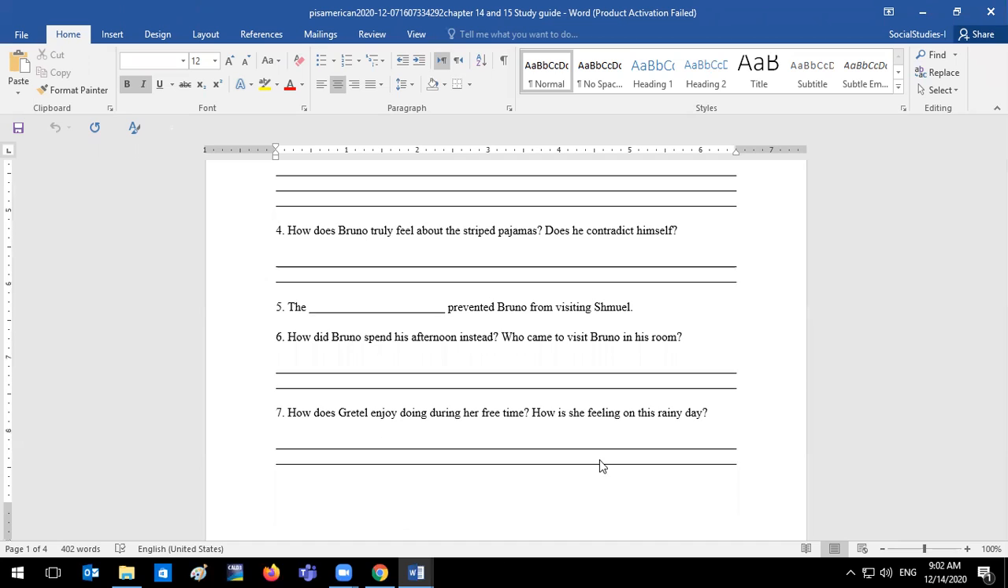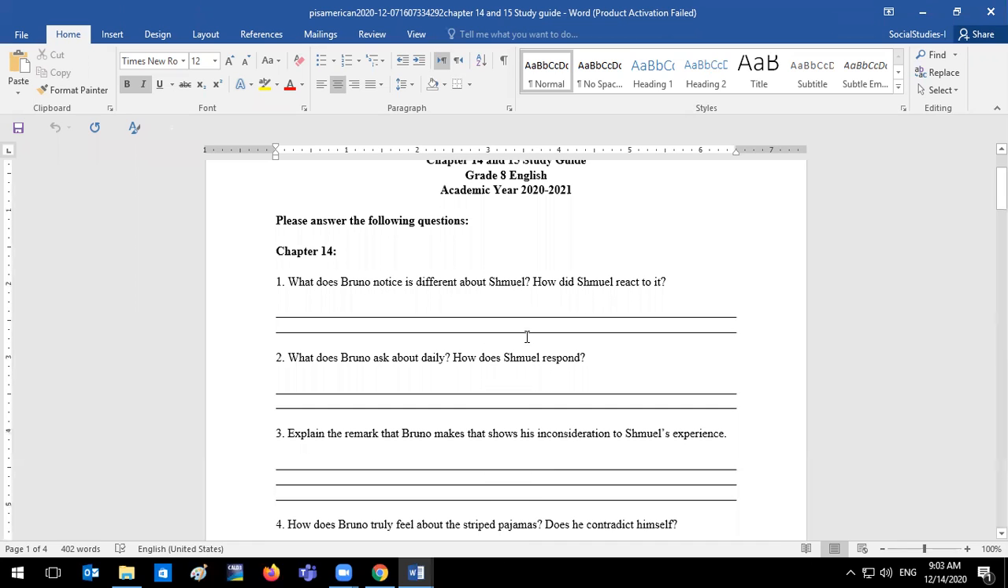All right. So again, what does Bruno notice is different about Shmuel? Remember, Shmuel that day had a black eye. A black eye means when someone hurts you and the blood is clotting. It's like a black or sometimes purple color. How does Shmuel react to this black eye? Shmuel doesn't want to acknowledge it. He doesn't want to talk about it. He wants to avoid discussing it, and he wants to pretend that it's not there. That's what Shmuel wants. He doesn't want to talk about it at all.